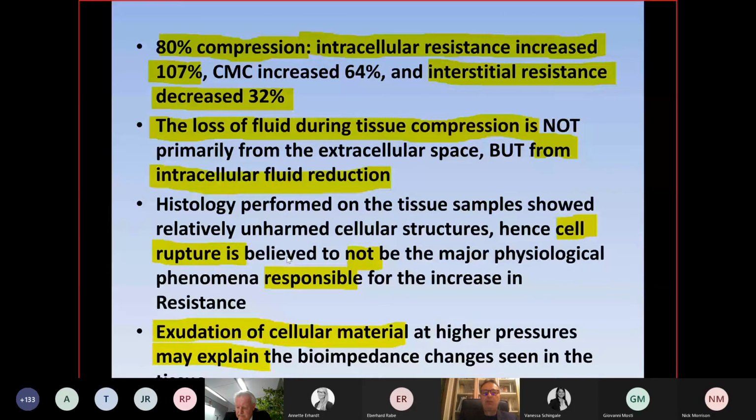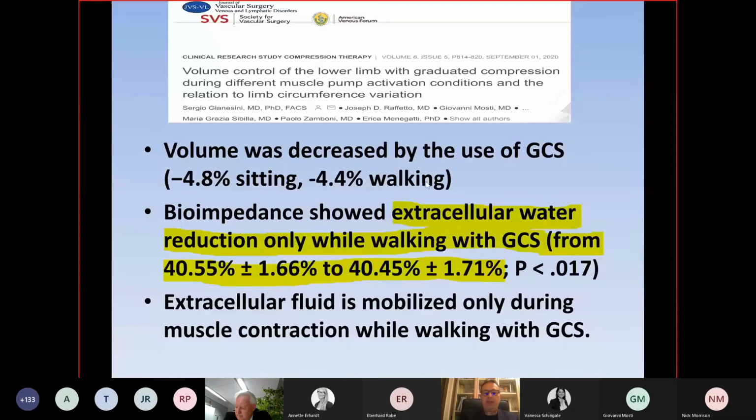These are some data from this study. With 80% compression, the intracellular resistance increased, but the interstitial resistance decreased. So you did not remove the fluid from the interstices, but you removed the fluids from the inner cell. This is interesting because that means that when we compress too strongly, we have somehow a removal of the fluids from the inner part of the cell, not from the interstices.